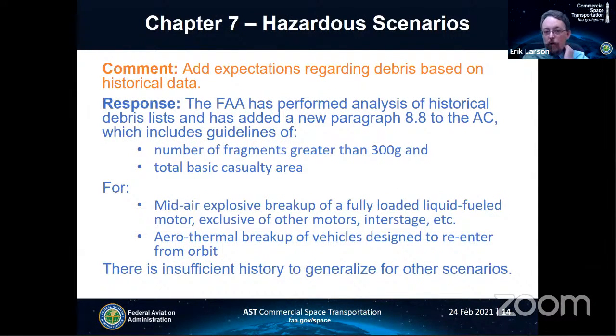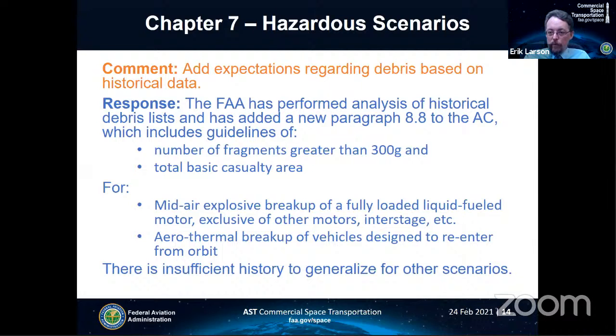Okay, so there was a question about, since part of the requirement is to validate data based on historical experience, can we provide expectations, since what debris has resulted is not generally publicly available? So since that comment, we performed an additional analysis of historical debris lists, and we'll be adding a new paragraph to the advisory circular, paragraph 8.8, which includes guidelines and includes equations that give how many fragments to expect that are greater than 300 grams, and the total basic casualty area. And it's a function of the weight of the vehicle.